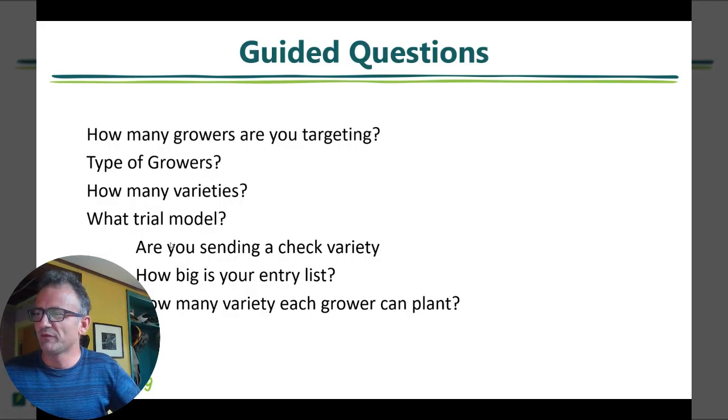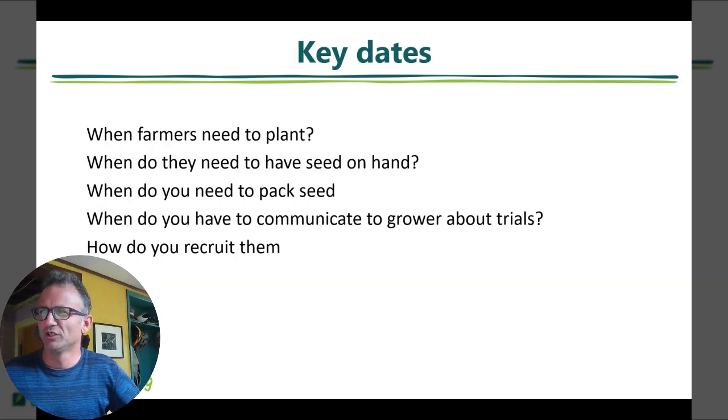And then refine your trial model. Which one are you going to pick? Are you going to send a check to your farmer? How big is your entry list? How many varieties can they grow? And help you decide the trial model. And then go over those dates just to help you set up your time.